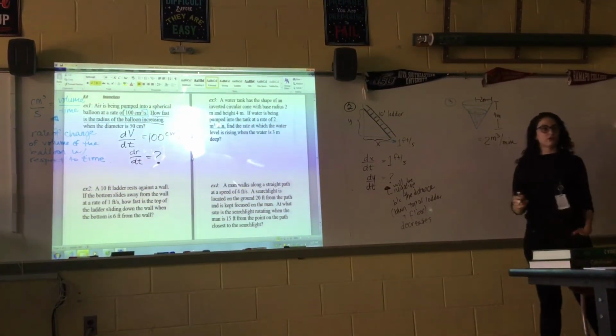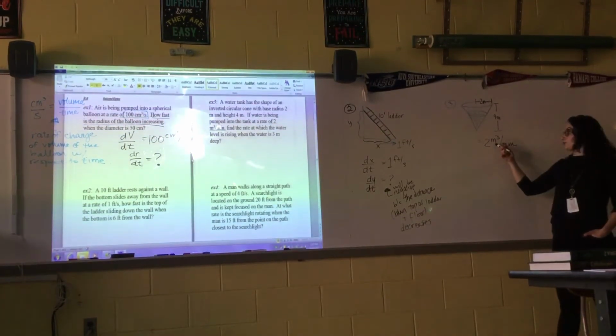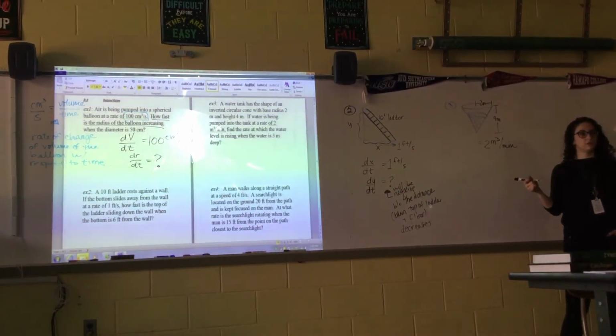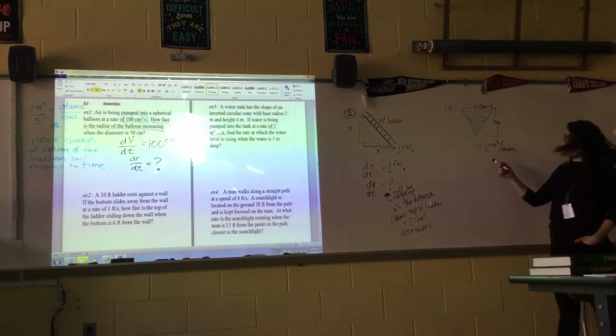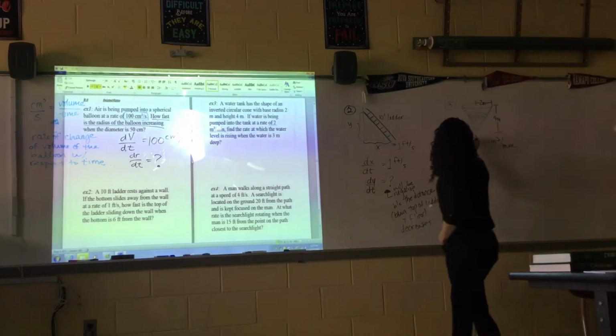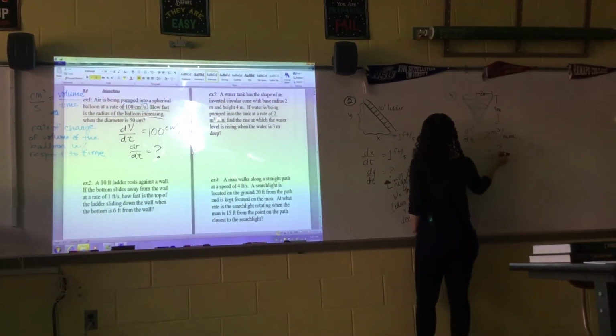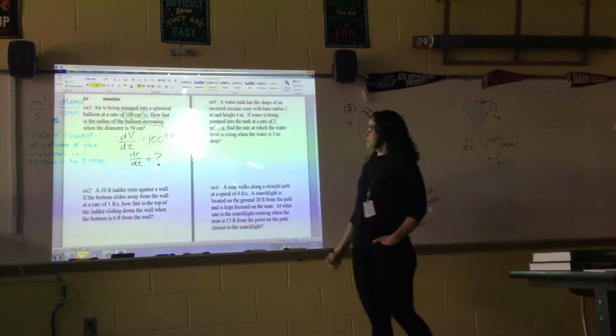Is this a measure or a rate of change? Rate of change. It's a rate of change because it's per minute. What are the units on cubic meters for? Volume. So it's change in volume over time. How do I write that? dV over dt.